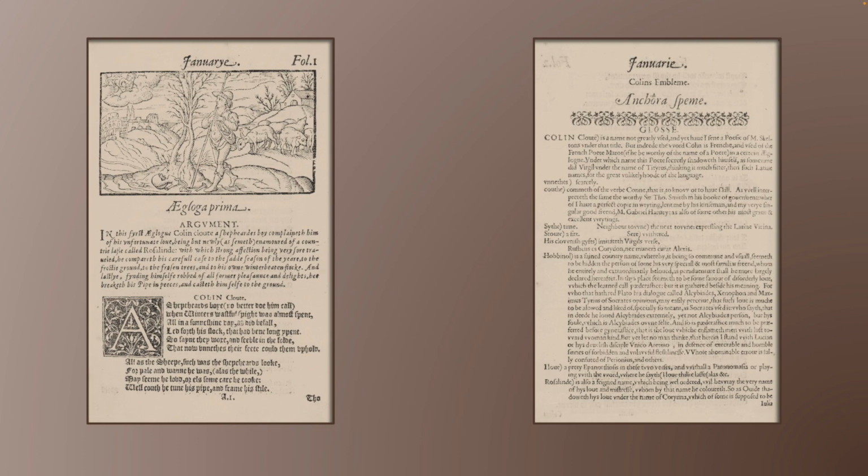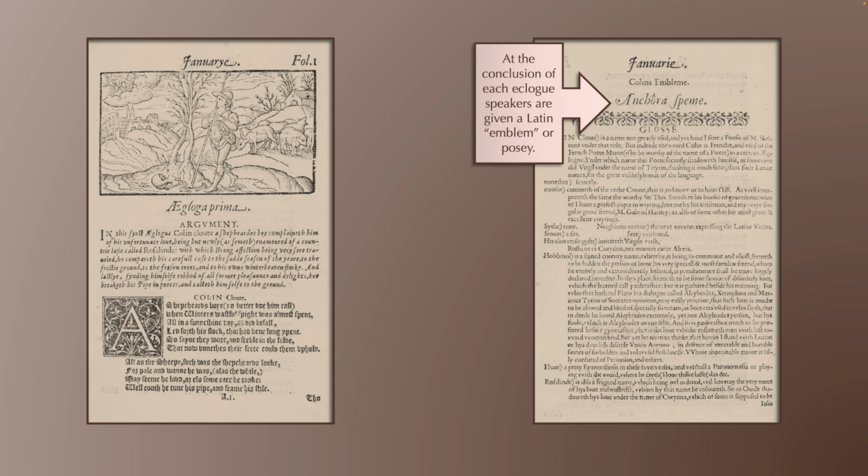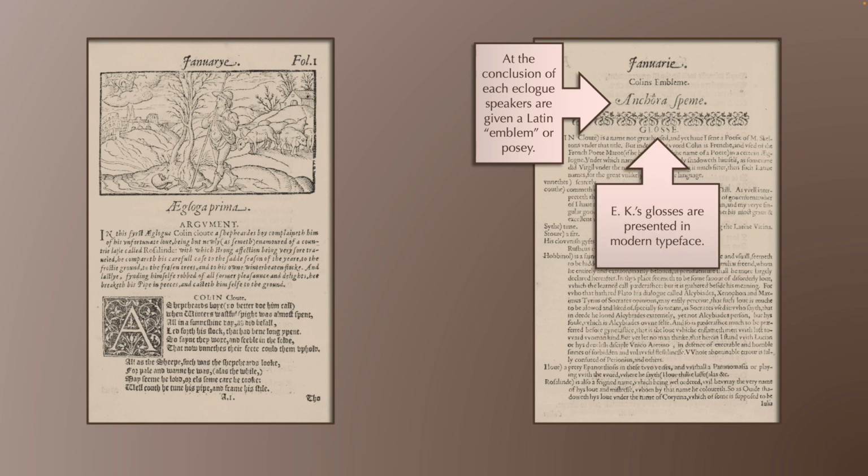So at the end of January, the eclogues end with a Latin emblem or posy, similar to what we saw in Gascoigne's Hundred Sundry Flowers. It's a Latin phrase, and they all are glossed by EK. And speaking of the glosses, there it is at the end of the eclogue, and you'll notice that they're in a modern typeface. And actually, I think that the layout here with the hanging indents makes EK's glosses easier to read in their original form than they are in our version of the text.